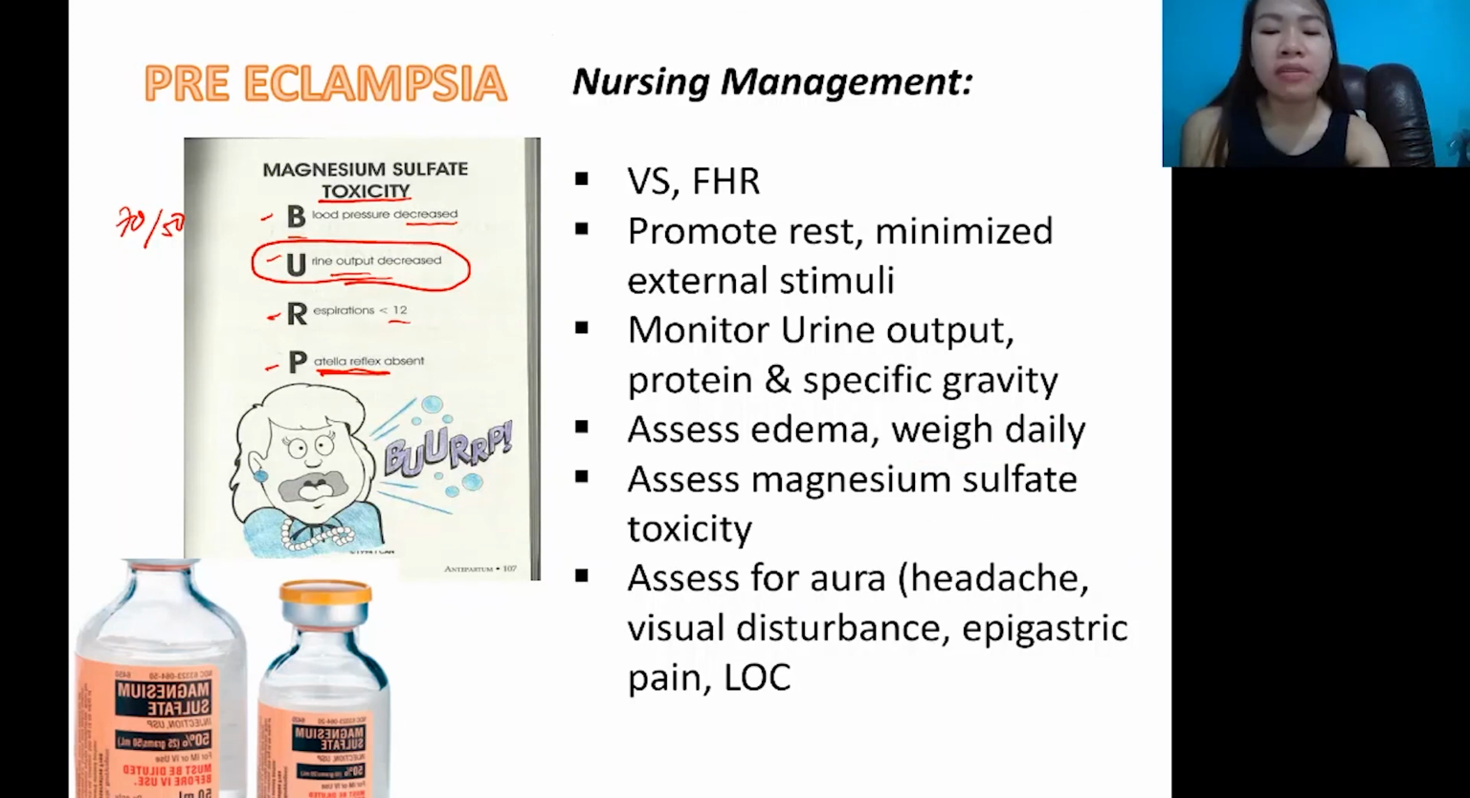And then, assess for aura. Anong ibig sabihin ng aura? These aura are signs that there is an impending convulsion or seizure. So, pag nakitaan mo, headache, visual disturbance, nanlalabo ang paningin, sumakit ang epigastric area, and loss of consciousness. These are all considered aura for seizure. So, we call this class Preeclampsia.